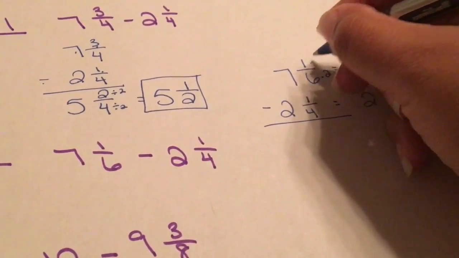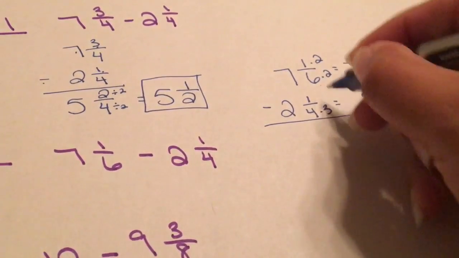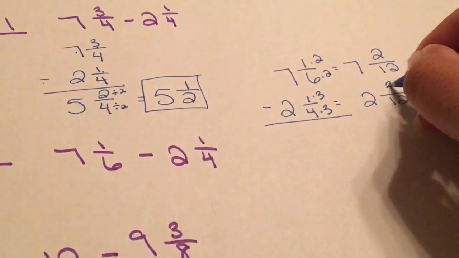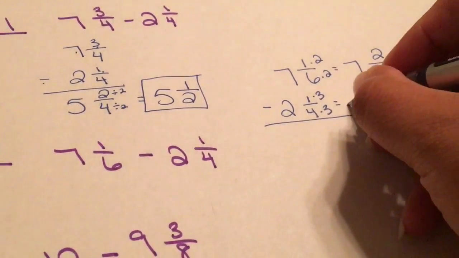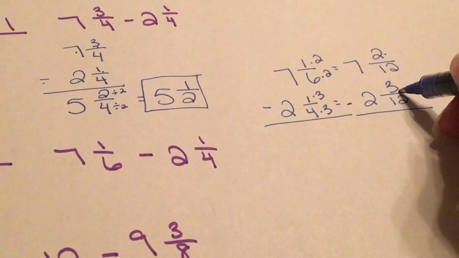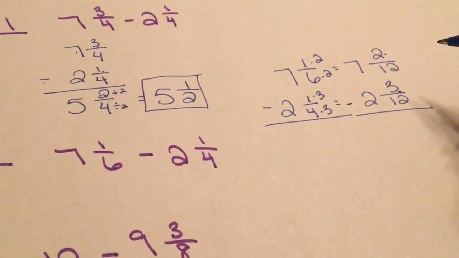To do that, I need to multiply my 6 and my 1 by 2. So I end up with 7 and 2/12. And I need to multiply my 4 and my 1 by 3. So I end up with 2 and 3/12. Okay, this is where the subtraction of mixed numbers gets a little bit tricky. I know I'm going to have to subtract my fractions, but I can't subtract 2 and 3. I'm going to end up with a negative number, and we don't know about those yet. So what I'm going to have to do is something called borrowing or regrouping.